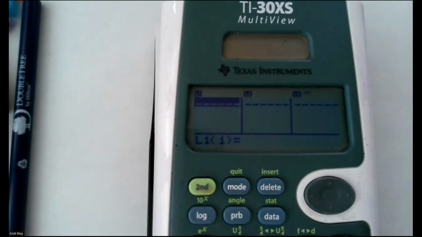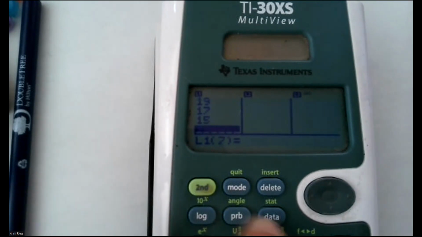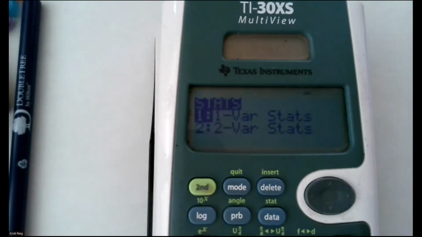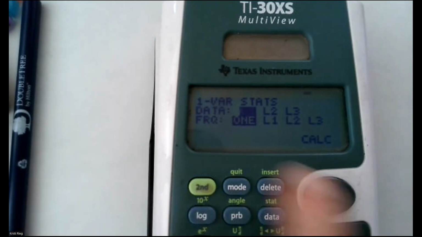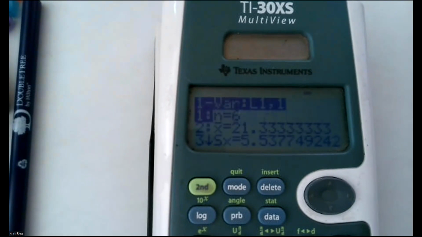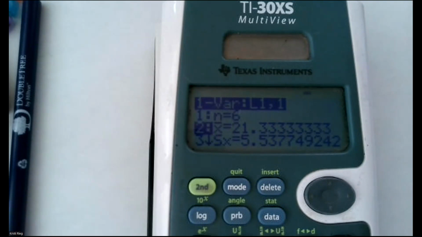Just to make sure everyone, no matter which calculator you're using, is getting these same answers, we're just going to do this again. So we have our list 22, 30, 25, 19, 17, 15. We're going to quit out of here, then hit stat, one variable statistics. I was not doing a frequency table last time, so double check. You should have L1 and then 1, calculate, and again you can see 21.3 is the mean for this problem.